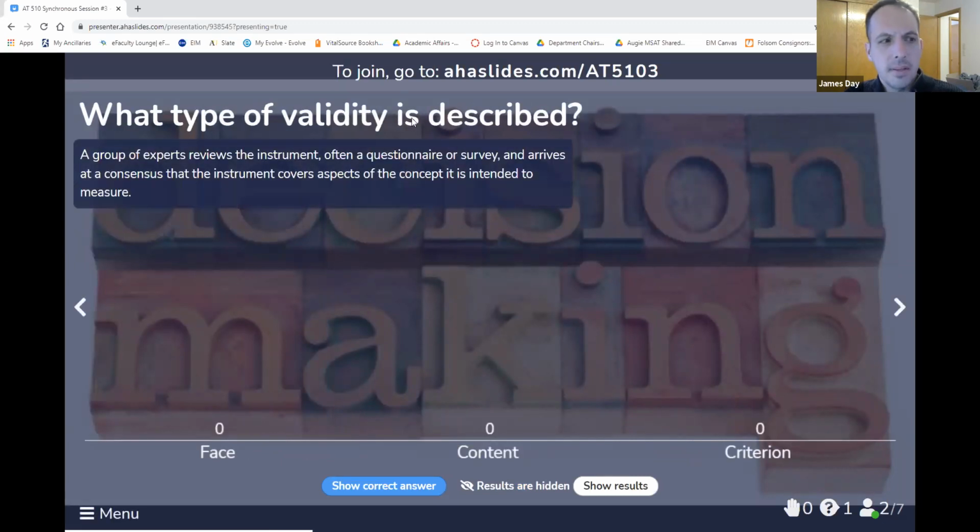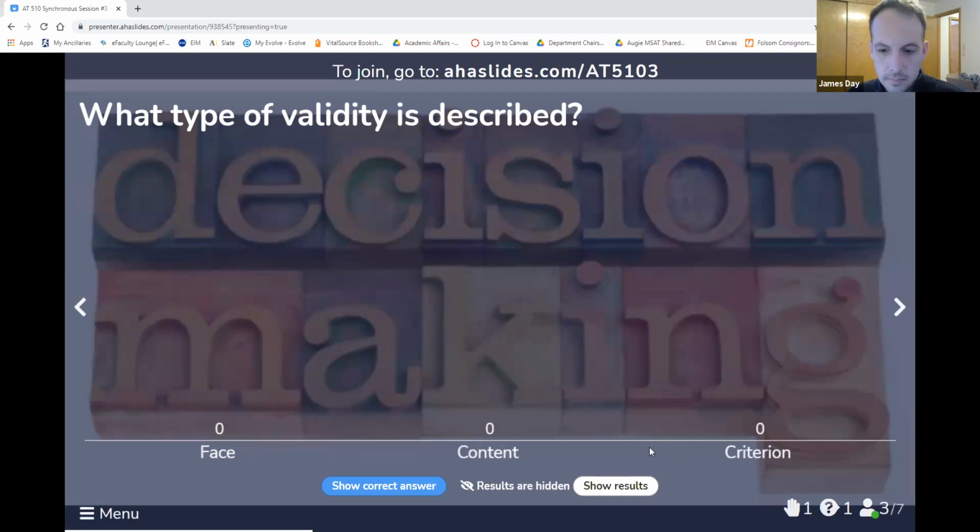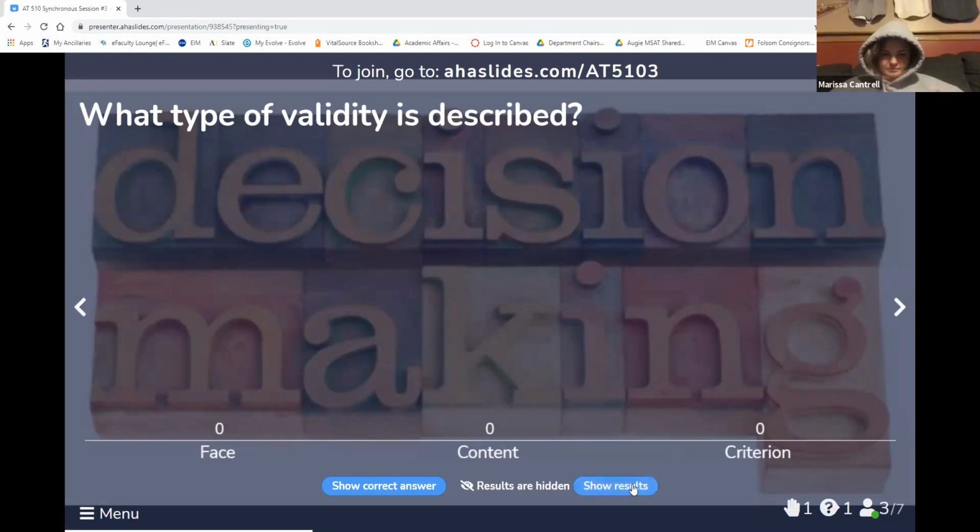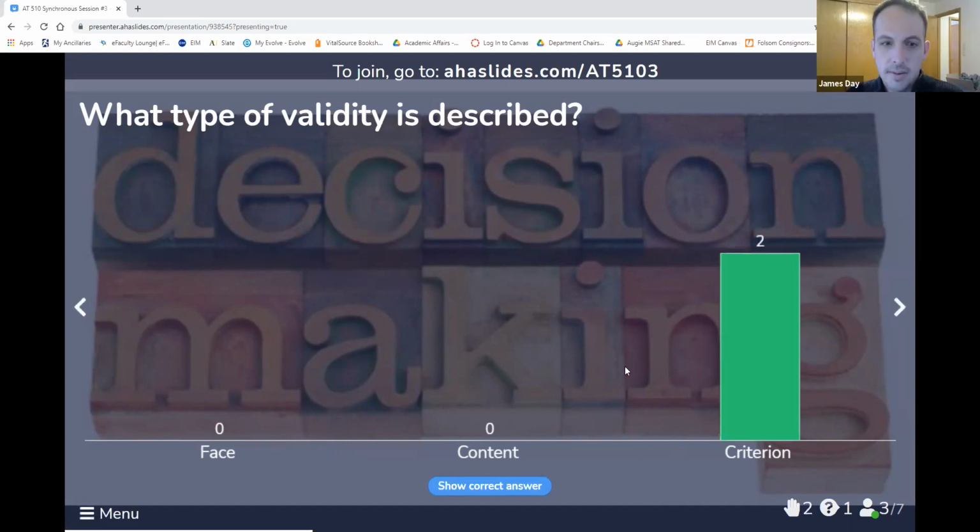So in the situation here, what type of validity is described? A group of experts reviews the instrument, often a questionnaire or survey, and arrives at a consensus that the instrument covers aspects of the concept it is intended to measure. So we have face validity, content validity, and criterion validity.